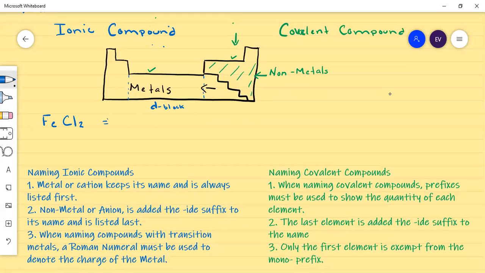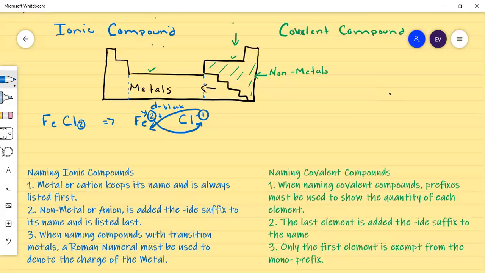I know that to make this compound, we had to do that crisscross, right? Remember this guy? You take this guy, it becomes a subscript over here. This guy becomes a subscript over here. And when you do that, you end up with this compound. See, the 1 is invisible here, and then the 2 is here. So because of this 2, I know that iron started off with a 2+ charge, right? So this is iron 2+.